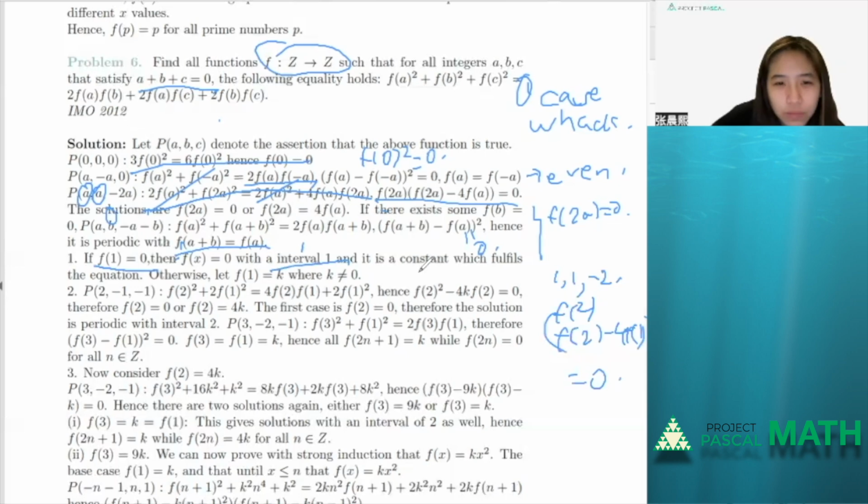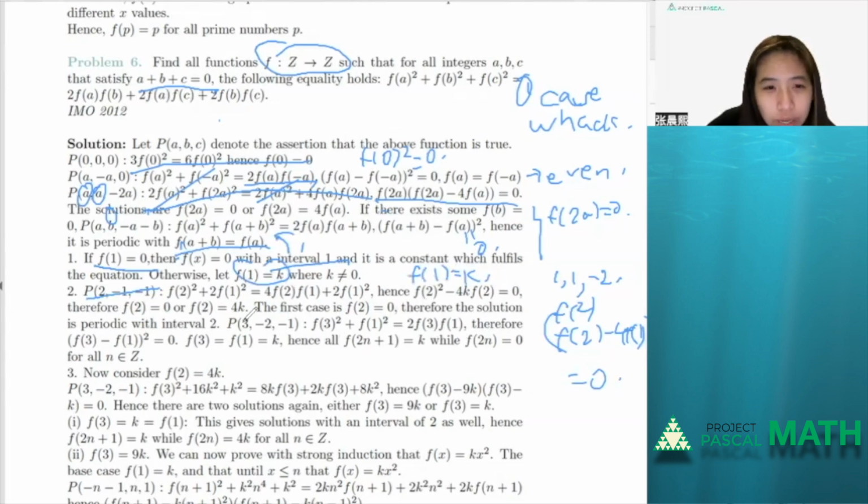So well, first you assume, oh, what if f(1) equals 0? Okay, so when f(1) equals 0, then based on this, you get f(x) equals 0, so everything inside this thing is 0. So basically f(x) is a constant function. And then you check for f(1) equals k, whereby k is non-zero. So you substitute this in, and you get like 2, -1, -1, and then f(1) equals k.